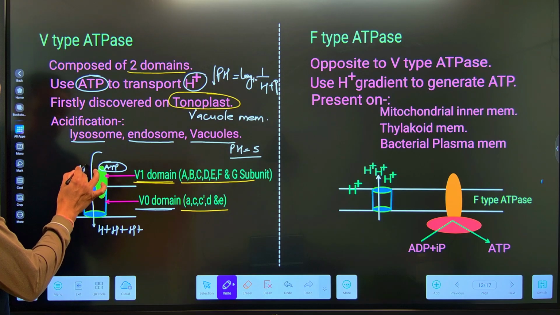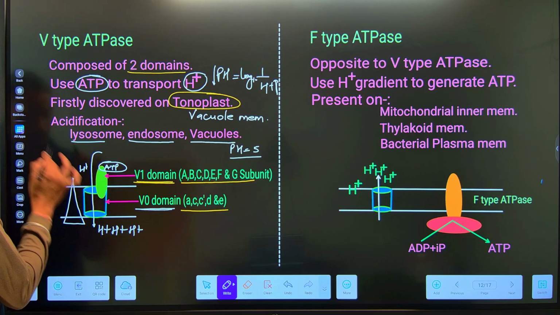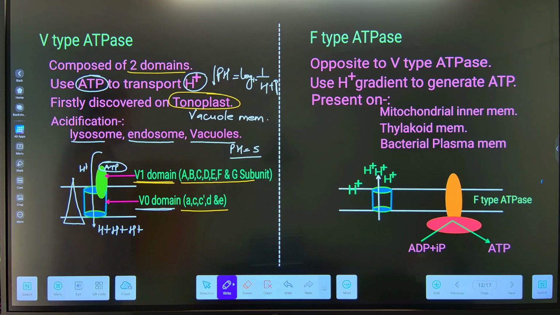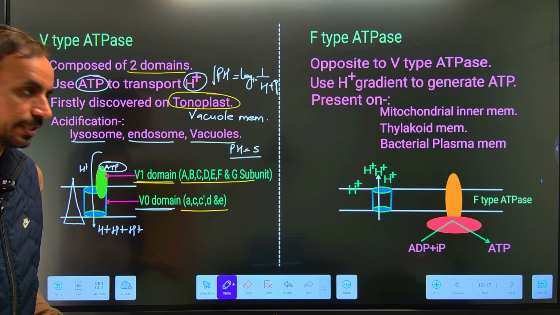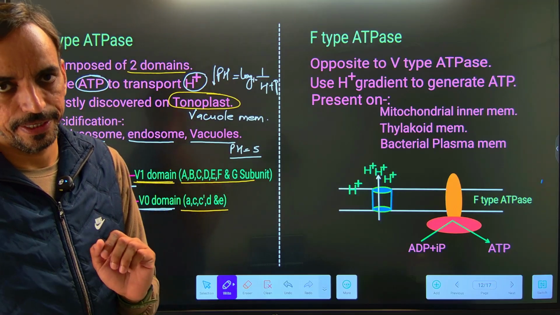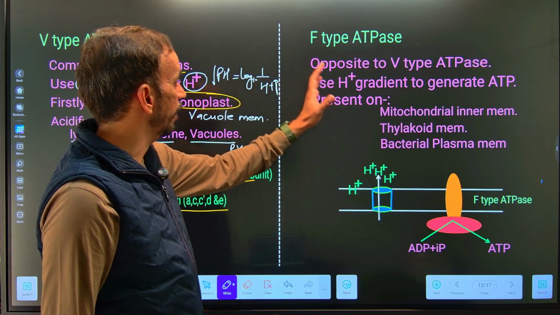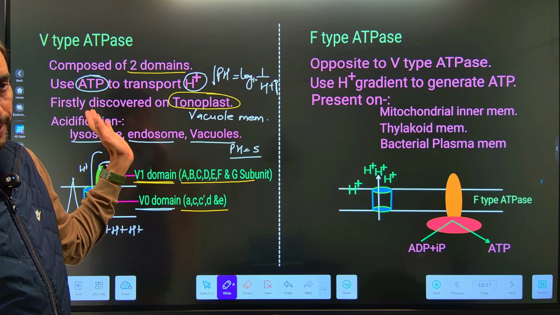Means पहले से H plus ion जहां ज्यादा है उसी डायरेक्शन में ये क्या करेगा? It will transport the H plus ion that creates the acidic environment within the compartments. Next type of pumps, it is the F-type ATPases. Now the function of these F-type ATPases, it is completely opposite to the V-type ATPases.